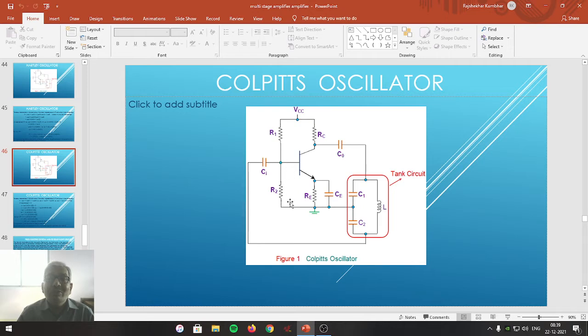The voltage across R2, that is R2 upon R1 plus R2 into the applied voltage VCC, is provided to the base of transistor Q. It will allow the necessary amount of base current, which will make collector current flow through the collector resistance or load resistance RC. Friends, here RC equal to RL, that is equal to RFC, the radio frequency choke coil. It is going to act as a load on the collector of the Colpitts oscillator.